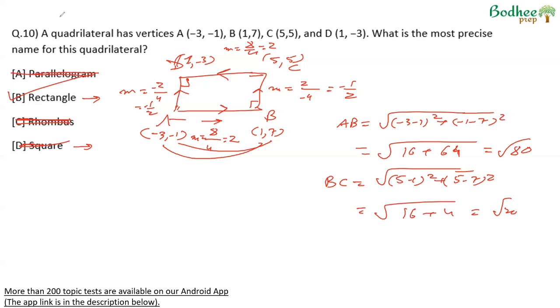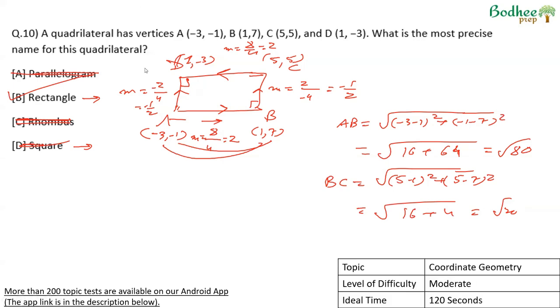Again, this question I would say is easy to moderate because the concept is simple. Look for the slope, see whether the lines are parallel. If parallel, are they 90 degrees, and if 90 degrees, check the length of the adjacent sides. So three things are to be checked, about 2 to 2.5 minutes to solve.